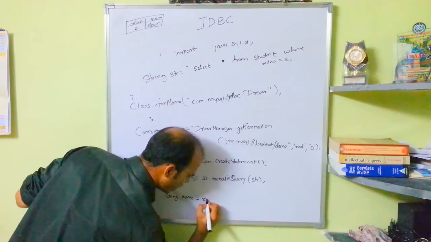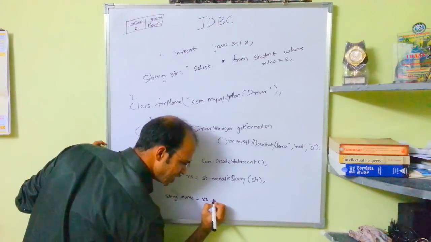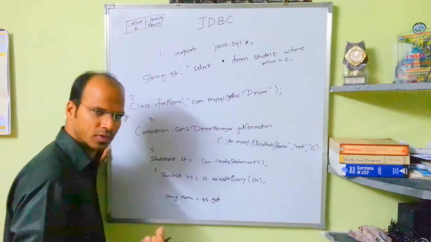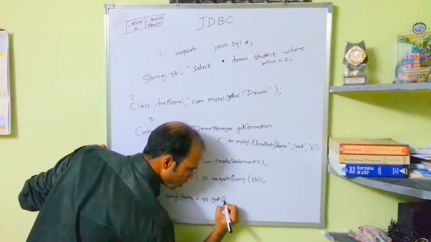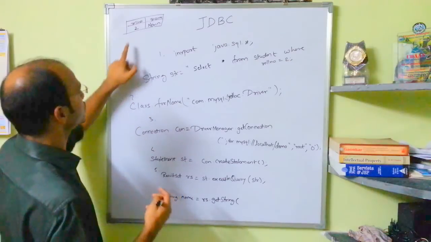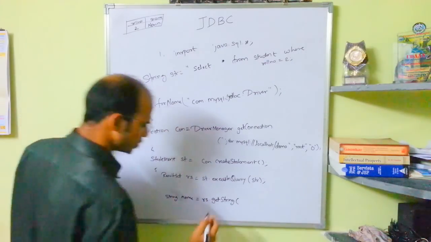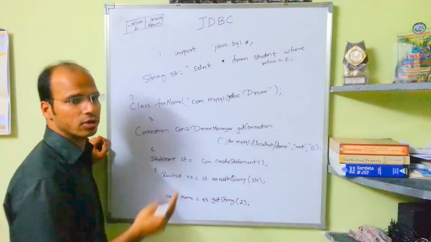If I say rs dot, I want to take some value. If you want to get something, you have to use something called get. What do you want to get? You want to get some string. So getString. Now from which column? First column or second column? Again second column, right? So we have to pass 2. It will give from the second column.